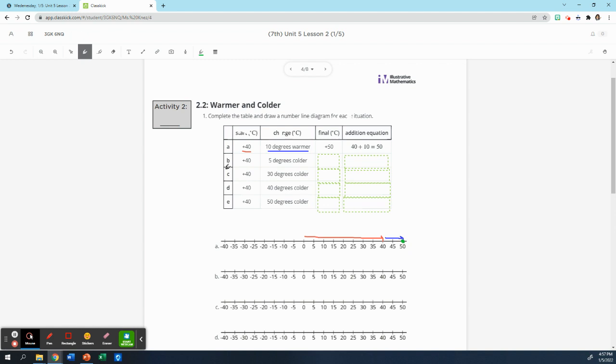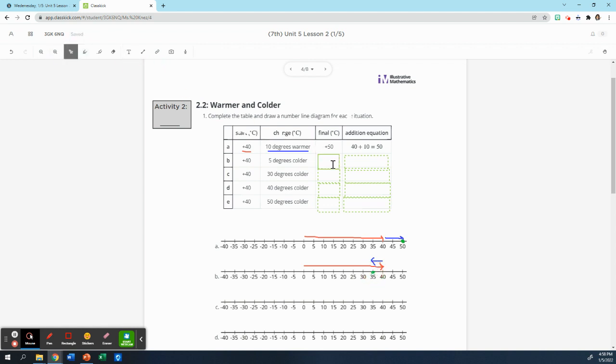Now, in rows B, C, D, and E, it's your job to determine what the final temperature is and write an addition equation. Let's do B together. The starting temperature is 40 degrees, and I'm going to draw that on my number line first. I know that my temperature starts at positive 40. Then it gets 5 degrees colder. Let's think about what that means. Instead of moving from 40 up into a higher temperature, the temperature is getting colder or decreasing. It decreases by 5 degrees, which means we end up with a temperature of positive 35.